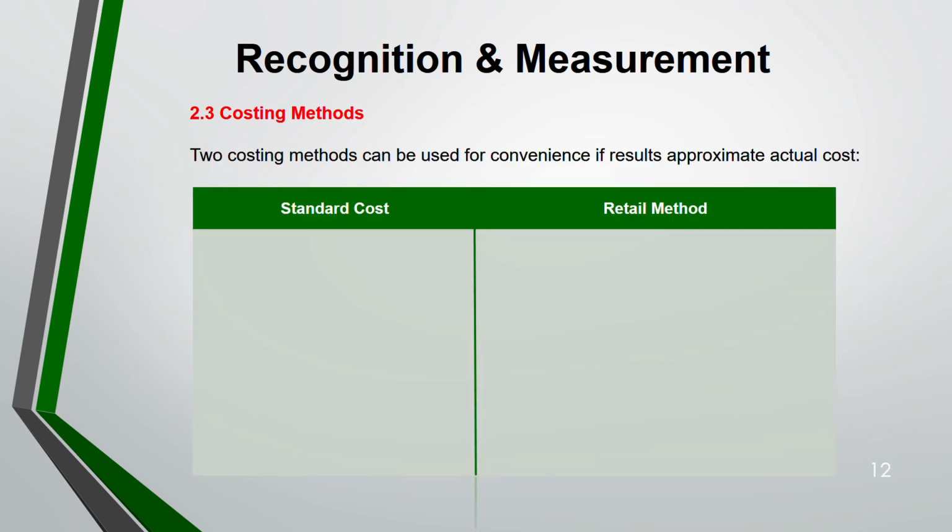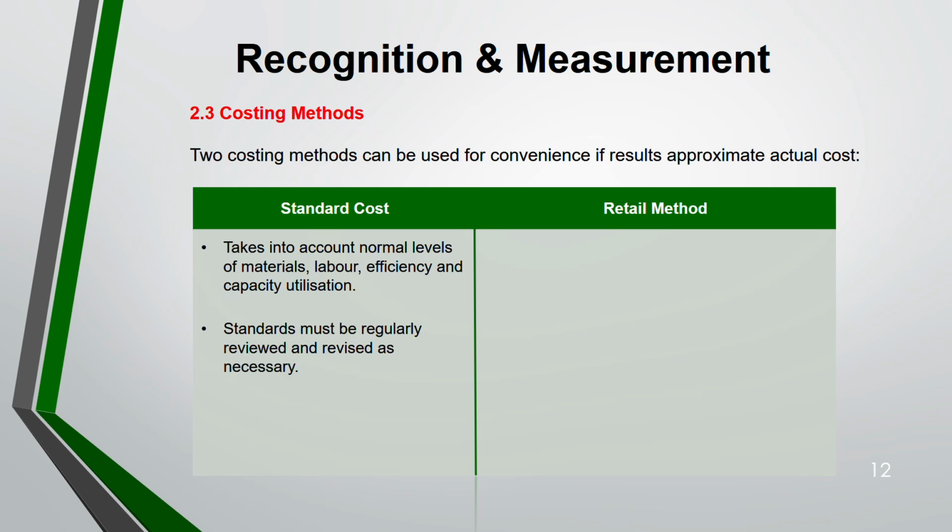Now, there are two costing methods that are used. One is standard cost, one is retail method. So, standard cost takes into account the normal levels of material, labor, efficiency, capacity utilization. Standards must be regularly reviewed and revised if necessary. And as a management tool, this cost may need to be adapted to conform to IAS 2. Standard cost, by the way, we study a lot under management accounting.